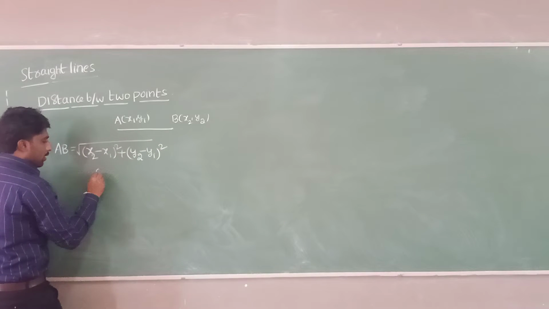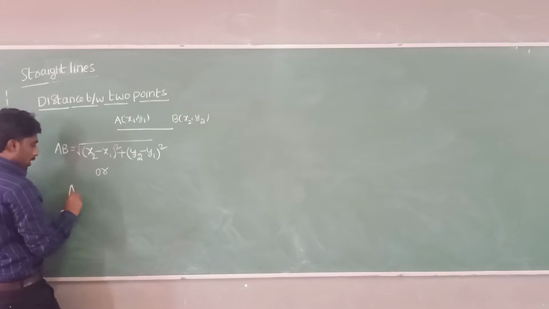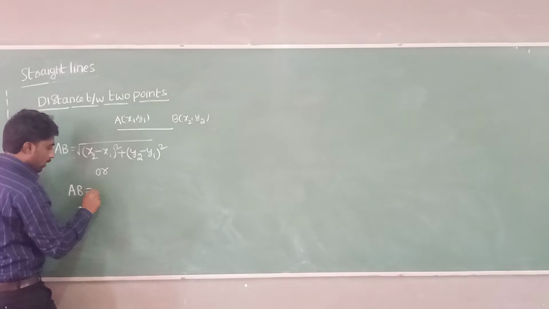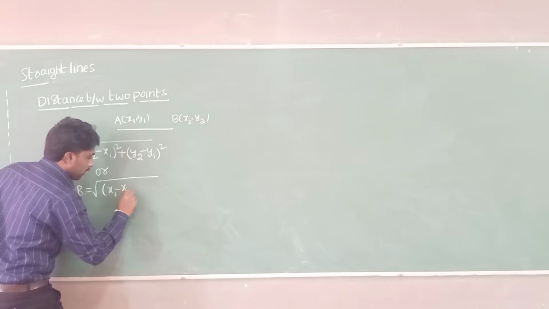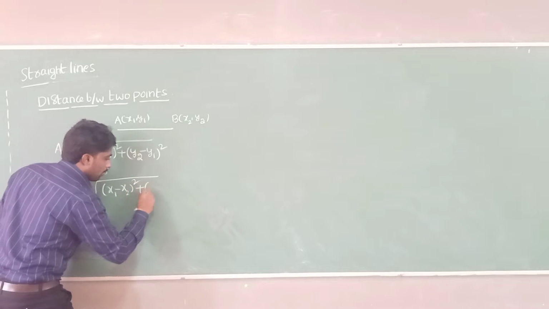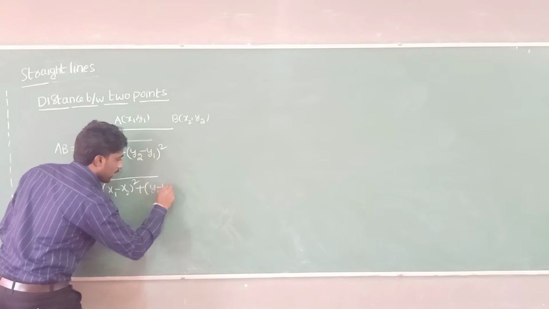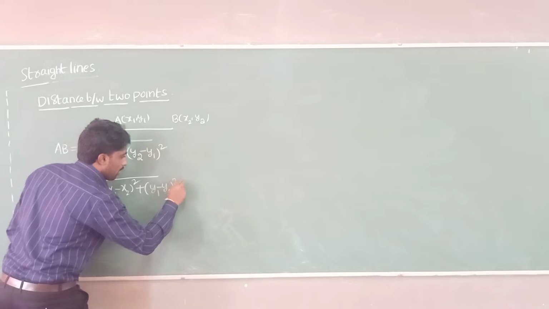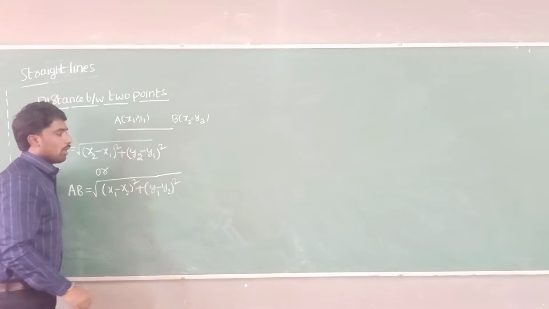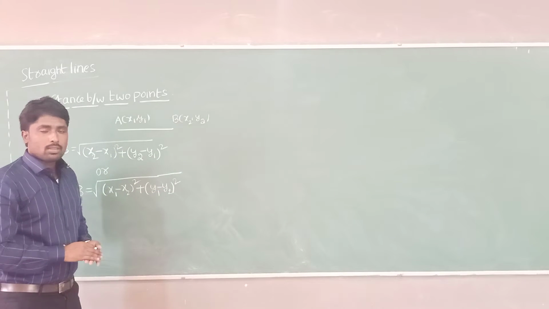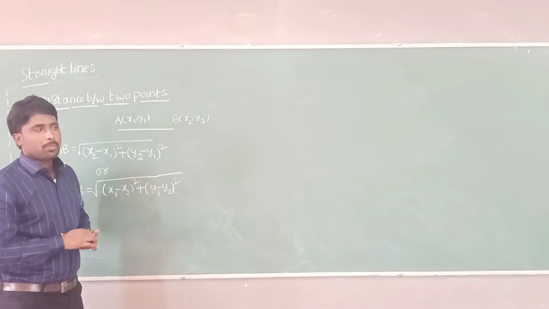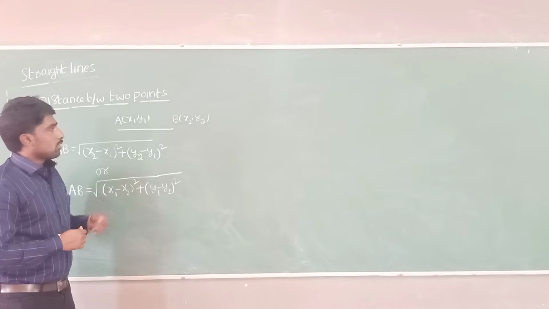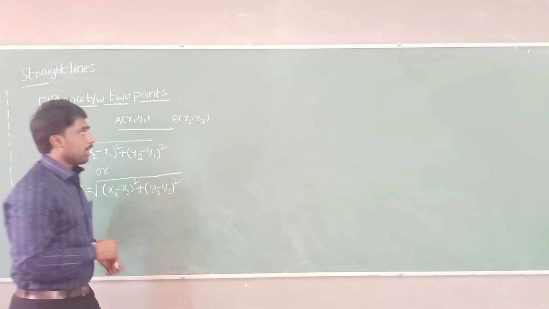So this one I can represent in one more way. AB equal to square root of x1 minus x2 whole square plus y1 minus y2 whole square. This formula will play a major role in the straight line. You learned this formula already in the 10th class also. This formula is very useful in the geometry part. So based on this formula, I will tell you an example here.